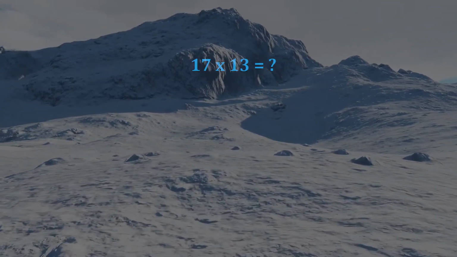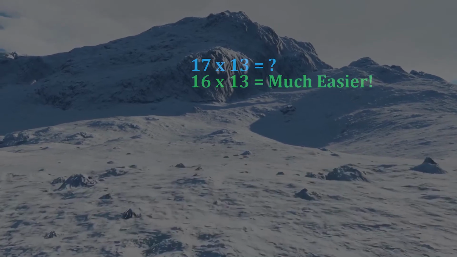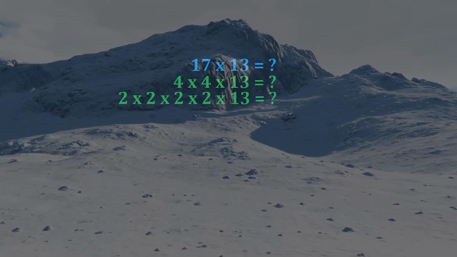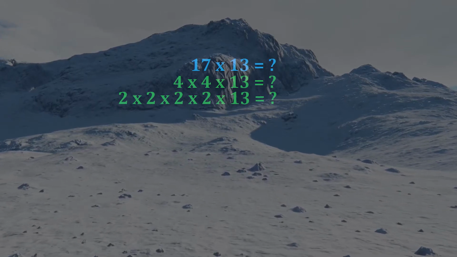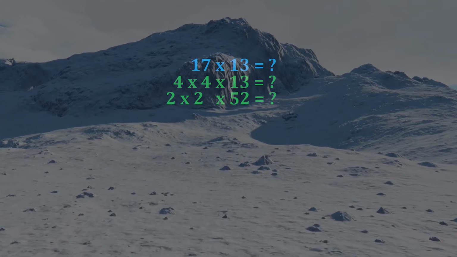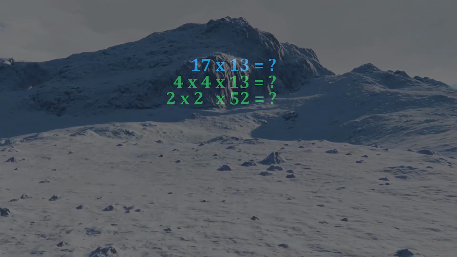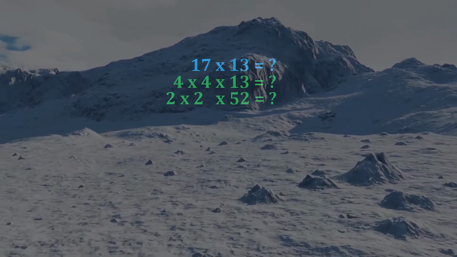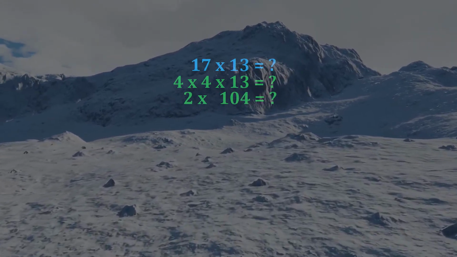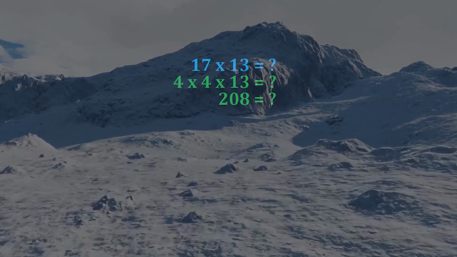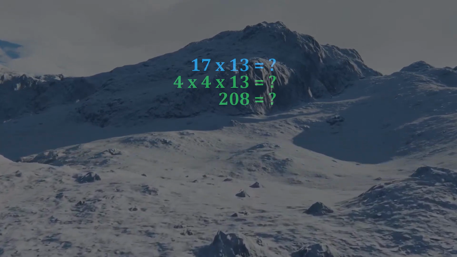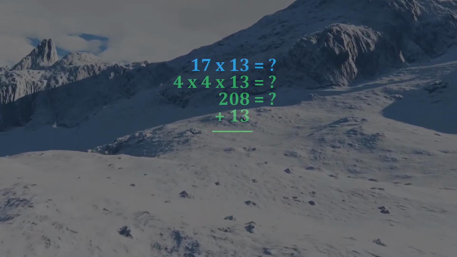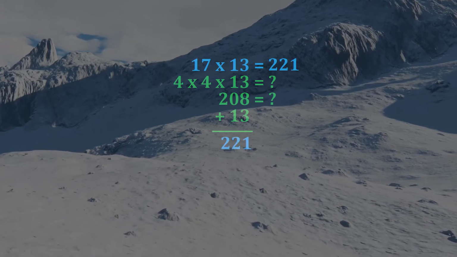17 times 13 is hard, but 16 times 13? That's 4 times 4 times 13, and 4 is just 2 times 2. So we're doubling twice to get to 4. 13 doubled is 26, doubled is 52, just like a deck of cards. That gives us our first set of 4 times 4, so we're left with 52 times 4 remaining. Again, we double twice and we get 104, then 208. So 16 times 13 is 208. 17 is just one more set of the 13, so 208 plus 13 is 221.